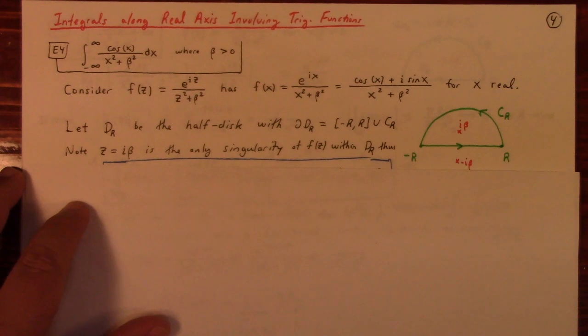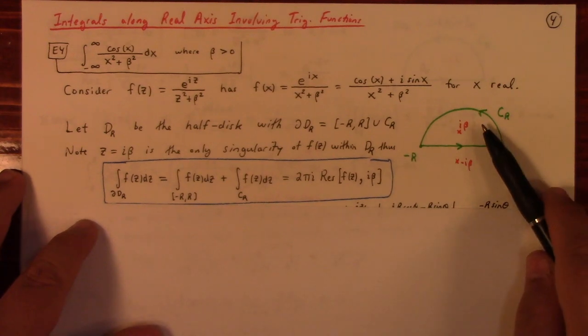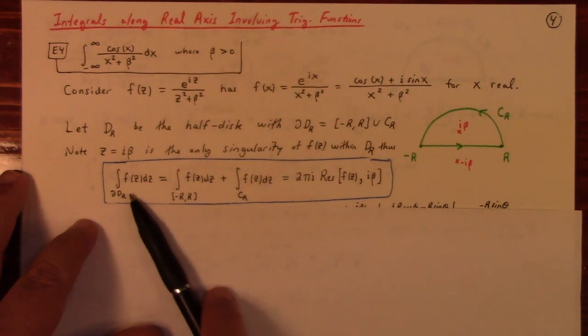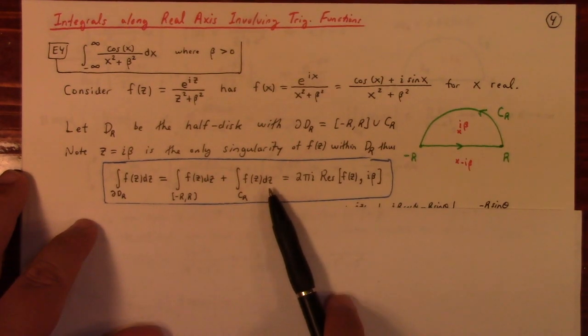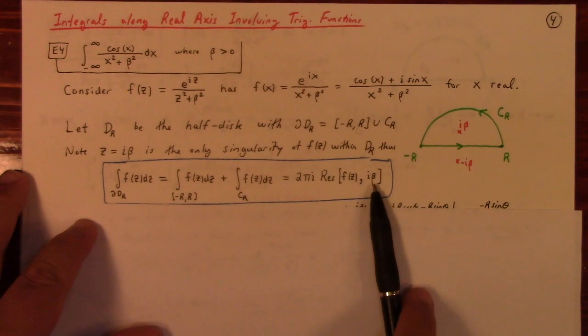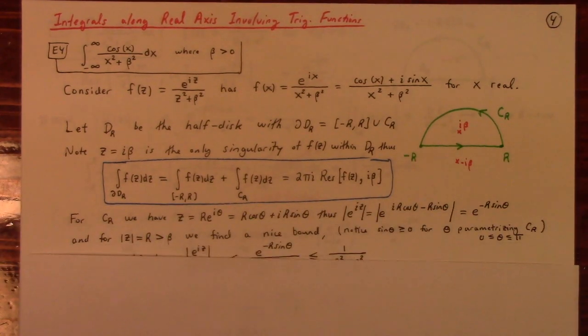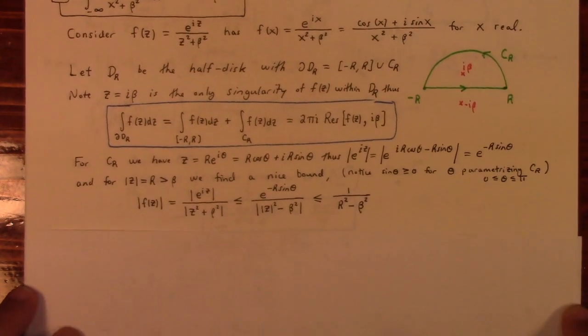So again, we take the half disk, like so, and we notice that the only singularity that falls within the half disk is i beta, in this case. So we get the integral over the boundaries, the integral from minus r to r plus the integral over the half circle, equals 2 pi i times the residue of my function at i beta. All right, and then I just calculate it. So here's the calculation.